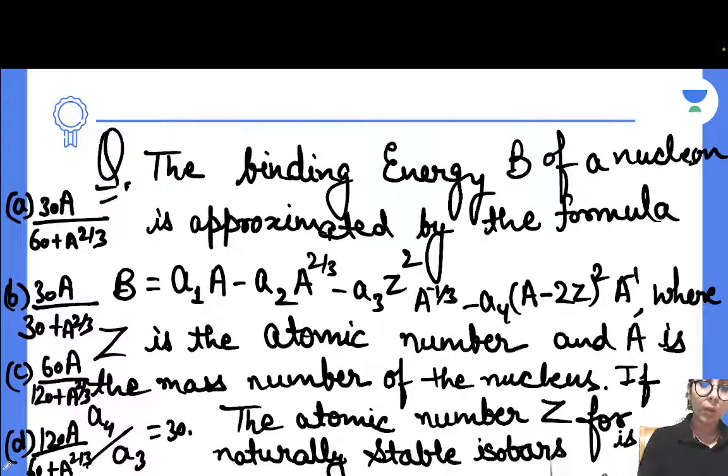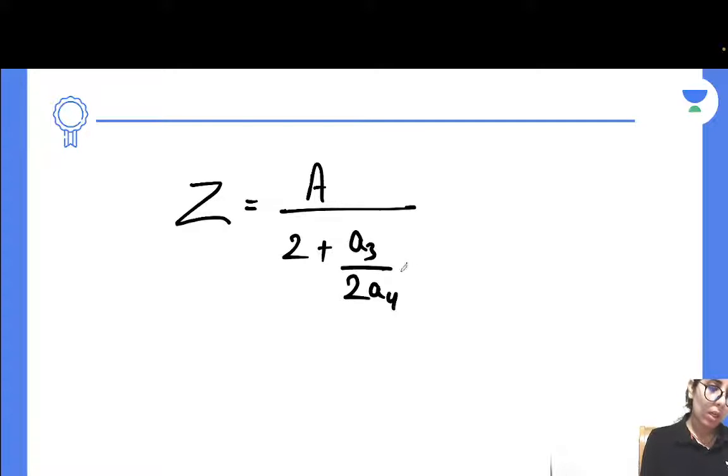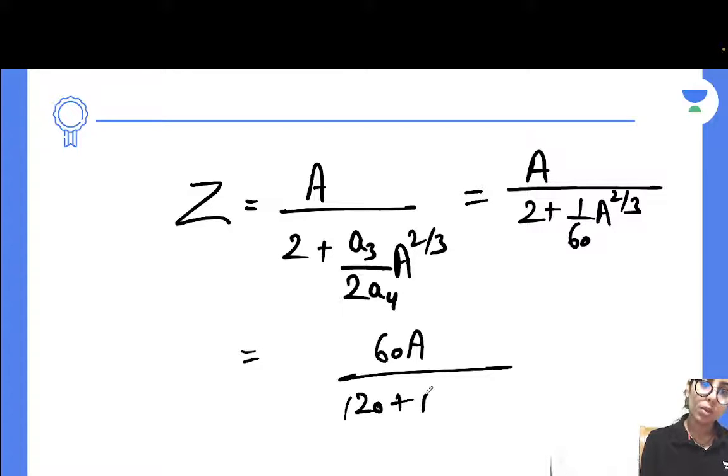Okay, now let me quickly tell you how you will write that Z value for the most stable isobar in terms of A4 and A3. So that's going to be A divided by 2 plus A3 divided by 2A4, A to the power 2 by 3. So that A4 over A3 was 30, so A3 over A4 will be 1 over 30. So that will give you A divided by 2 plus 1 over 60, A to the power 2 by 3. You just have to simplify this part now, which will give you 60A divided by 120 plus A to the power 2 by 3. That's how you're going to consider it.